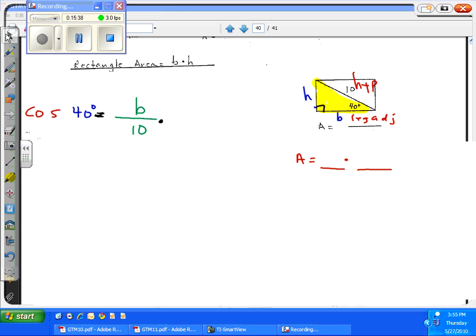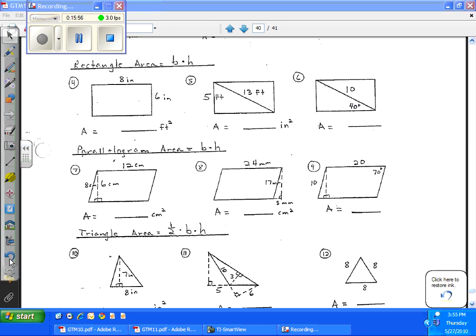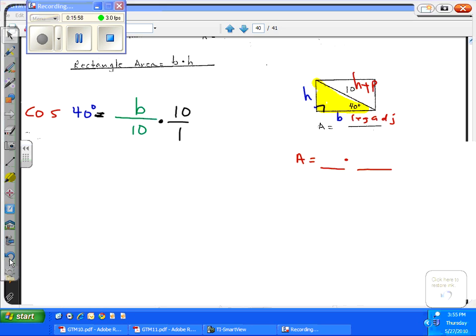We can undo division by multiplication, and so we're going to multiply. Excuse me. It's off, and I keep hitting the wrong thing. Okay, I might have just lost everything. Just a second. I apologize. Come on. Come back. There we go.